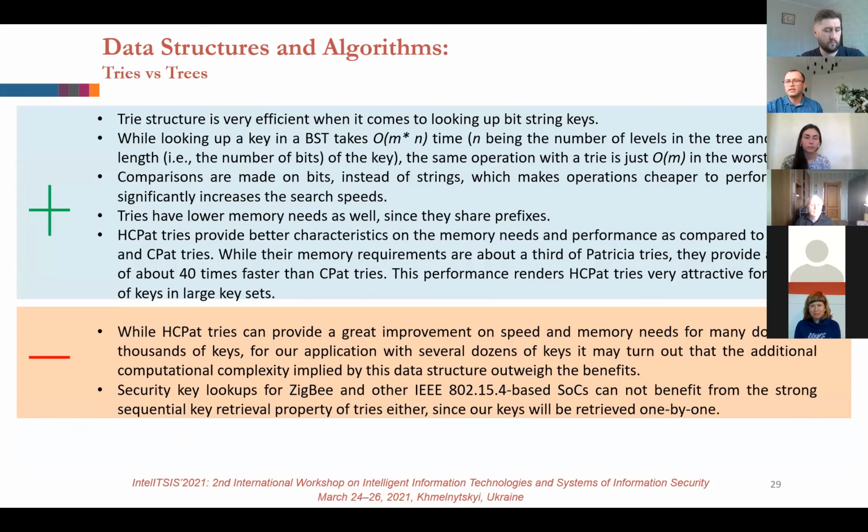The HCPET tries provide better characteristics on memory needs and performance as compared to other trie types, but the computational complexity is much higher. Also, lookups have a strong sequential key retrieval property on tries, and our keys will be retrieved one by one. That is not suitable for ZigBee or other IEEE 802.15.4 based systems on chip.